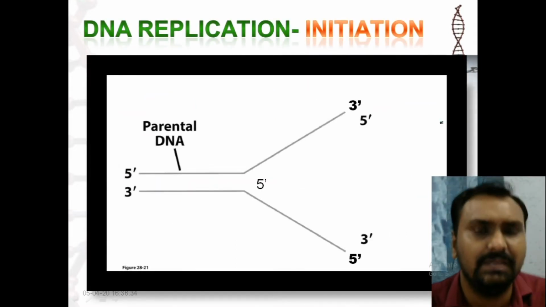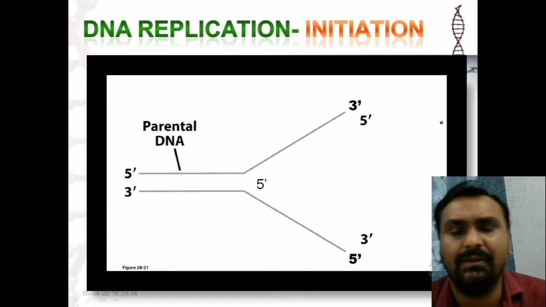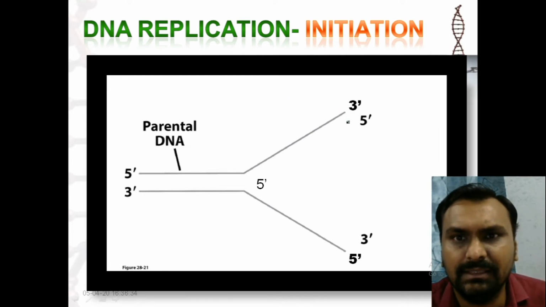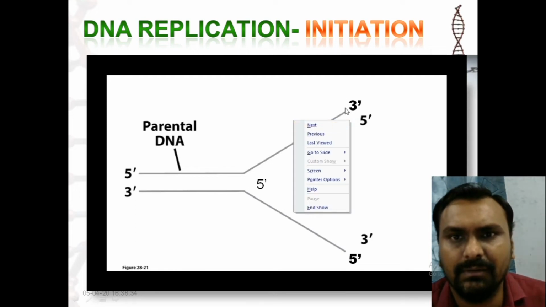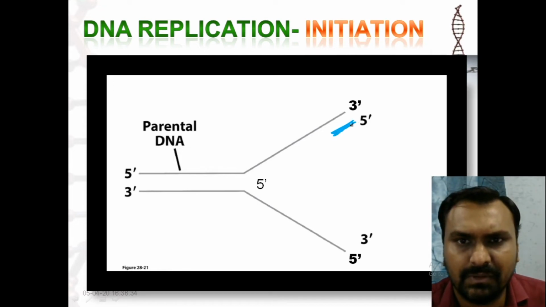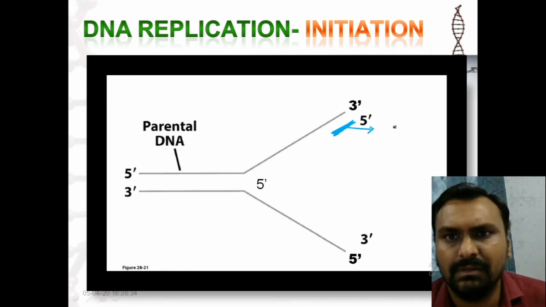Okay, now this DNA polymerase works very efficiently, but it has one condition: it will add nucleotides only at the 3' hydroxyl group. Okay, so here you can see there is no nucleotide. So how will it add? Here it requires a 10 to 15 nucleotide stretch, that is called a primer.